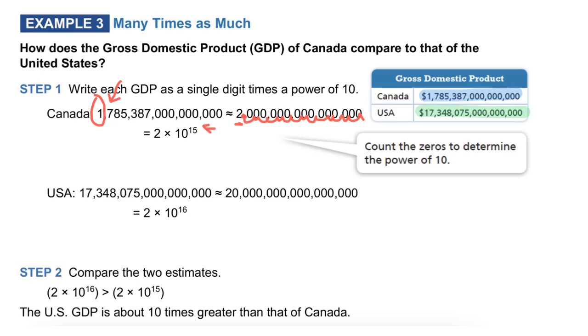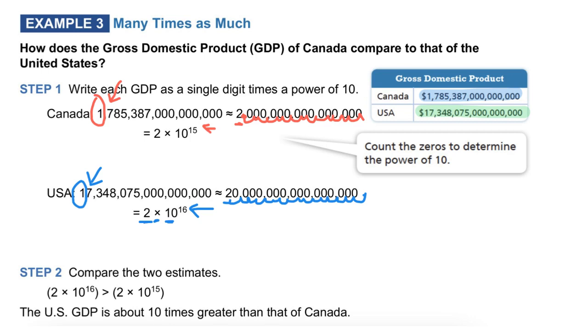All right, let's do the same thing with the U.S. Highest place value. That 7 is big enough to round up to a 2. And since we're in whole numbers, all these other digits turn into zeros, all of them. So we have 2 times 10. Remember, it's here. We're going to put it after the 2. 1, 2, 3, 4, 5, 6, 7, 8, 9, 10, 11, 12, 13, 14, 15, 16. One more time. In estimating, your zeros will equal your exponent.